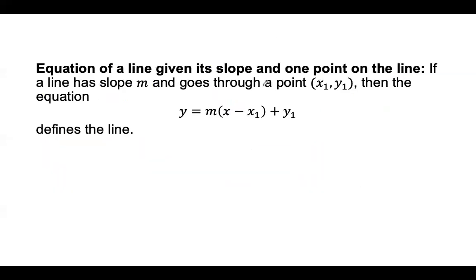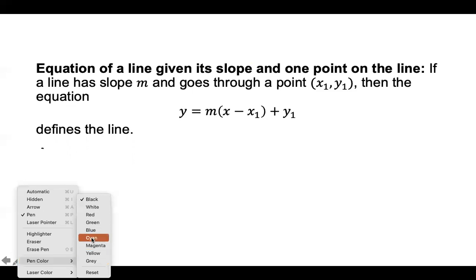So the equation of a line. Given its slope and 1 point on the line, if a line has the slope m, which we know, and goes through this particular point, let's call it point P at x1, y1, then this is the equation of the line. And we can actually derive this a little bit. It's kind of interesting how to draw a sketch and understand this.